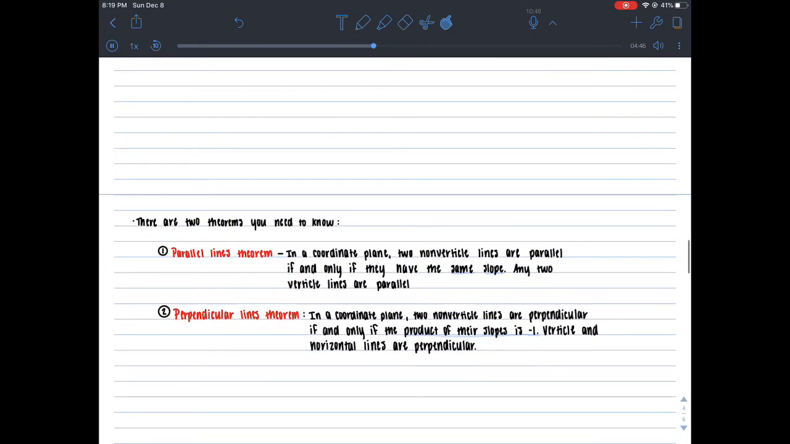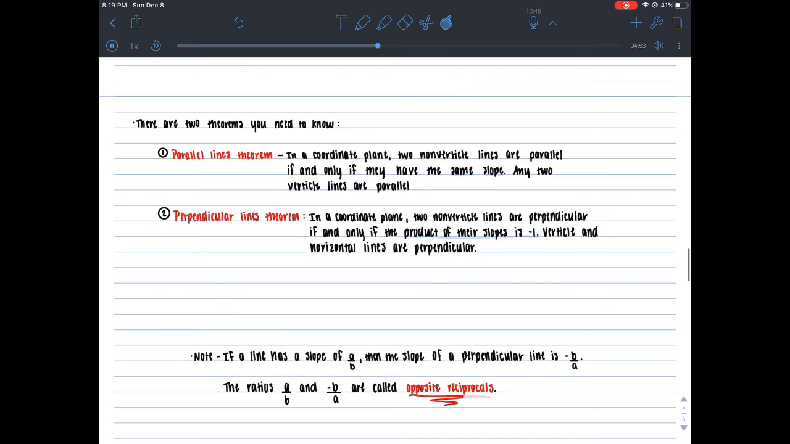So now that you know how to use the slope formula and what types of slopes there are, there are 2 theorems that you need to know. First, we have the parallel lines theorem. The parallel lines theorem says, in a coordinate plane, 2 non-vertical lines are parallel if and only if they have the same slope. Any 2 vertical lines are parallel.